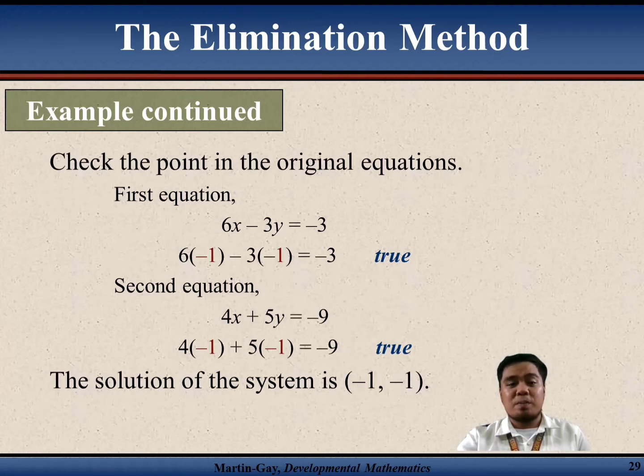And that is true. And for our second equation, that is 4x plus 5y is equal to negative 9. So 4 times negative 1 plus 5 times negative 1, would it be equal to negative 9? So negative 4 plus negative 5 is equal to negative 9. And that satisfies the second equation. So I can conclude that negative 1 and negative 1 is the solution of the system of linear equations in two variables.